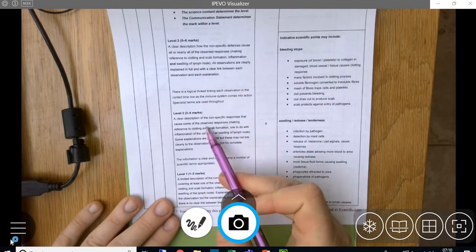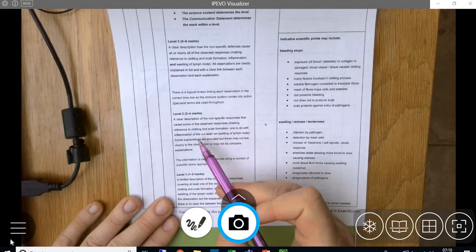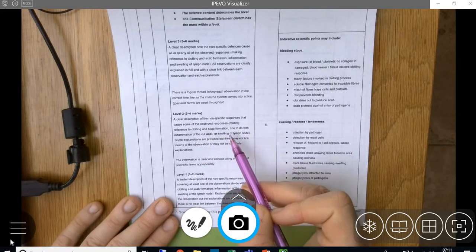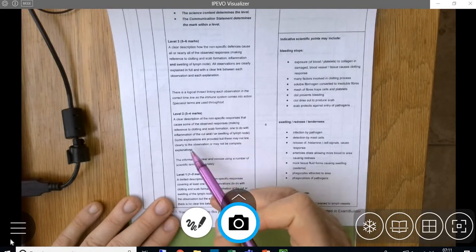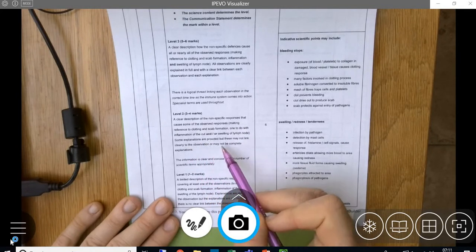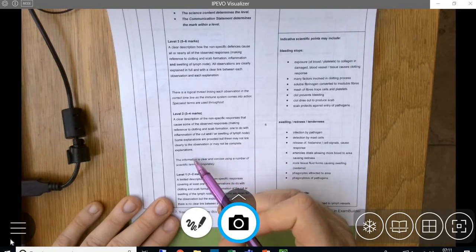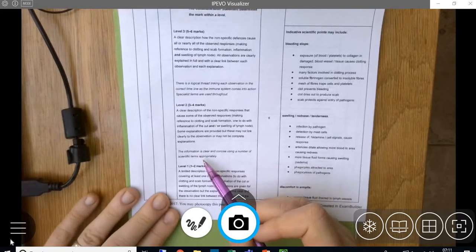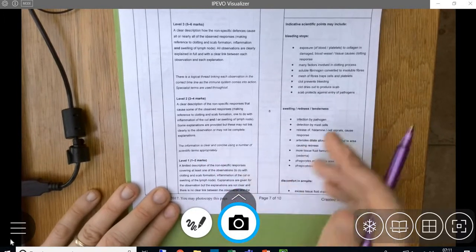Level 2 is a clear description of the non-specific responses that cause some of the observed responses, making reference to clotting and scab formation, and one to do with inflammation of the cut and/or swelling of the lymph node. Some explanations are provided, but these may not link clearly to the observation or may not be complete explanations. The information is clear and concise, using a number of scientific terms appropriately.